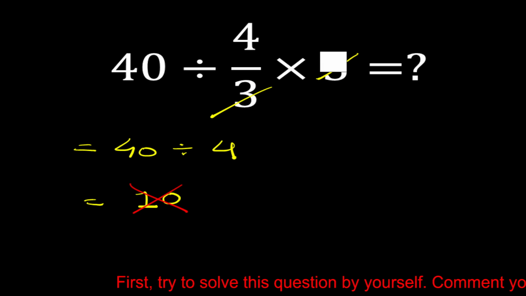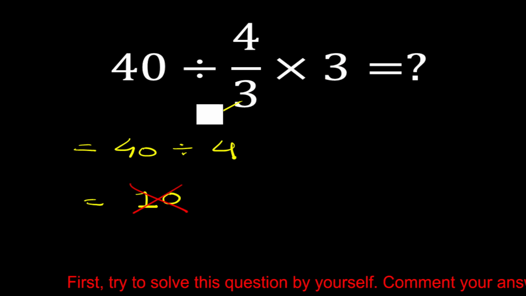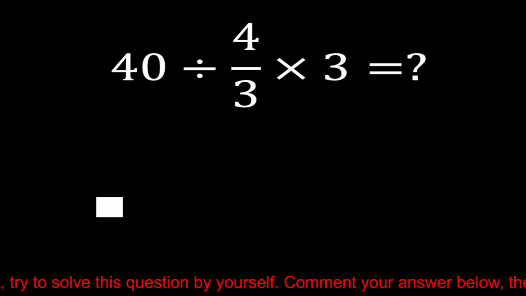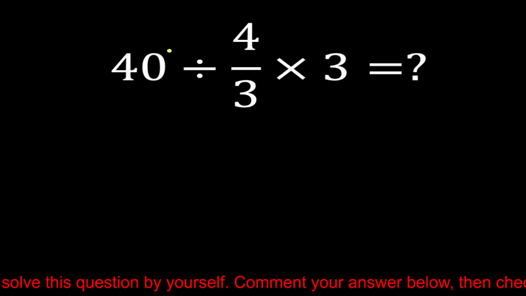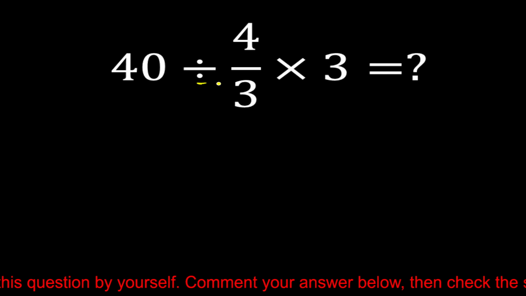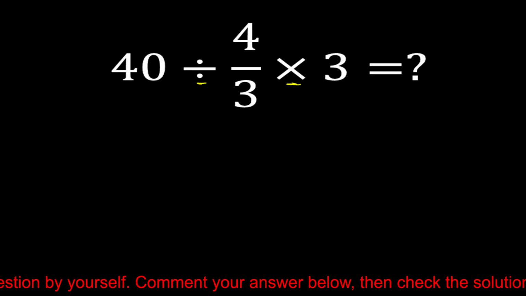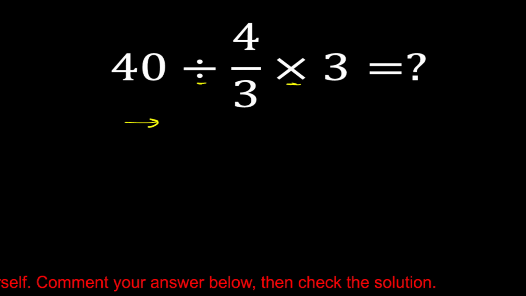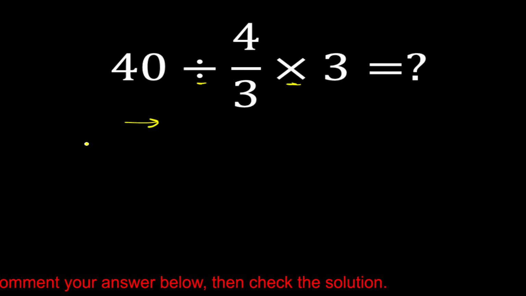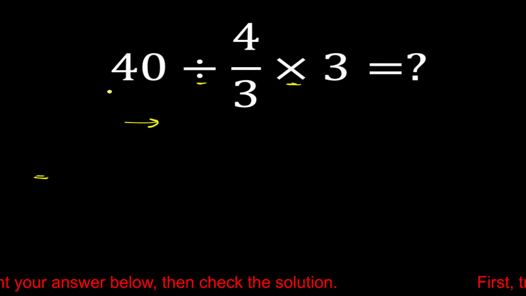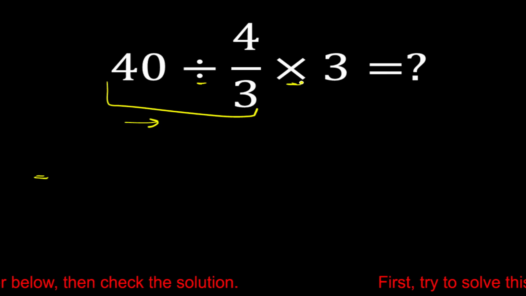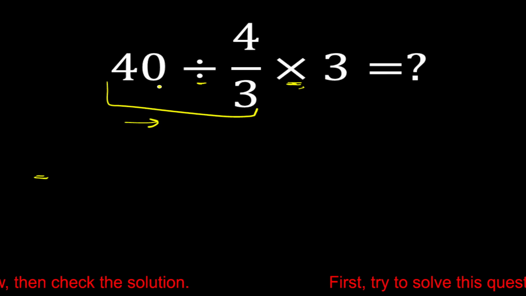Now let's solve this question correctly by using PEMDAS rule. So according to PEMDAS rule, division and multiplication both have same priority. Therefore, we have to solve it from left to right. Okay. Therefore, first we have to solve this part. Then we have to solve this multiplication. Okay.